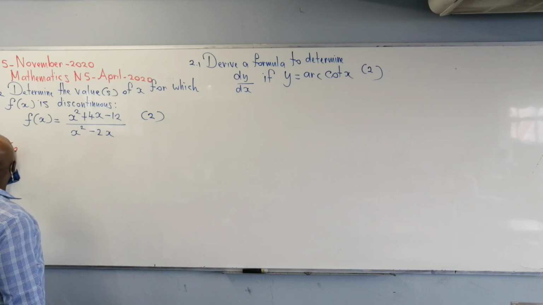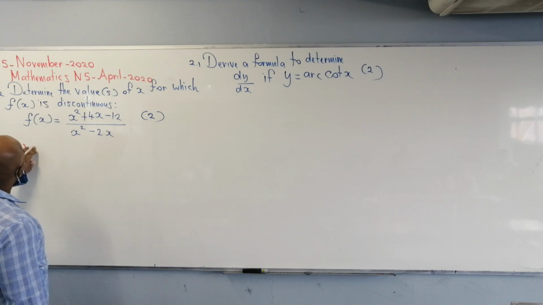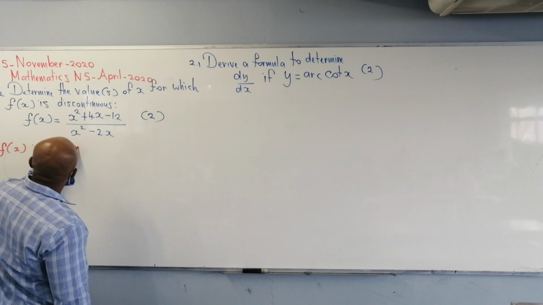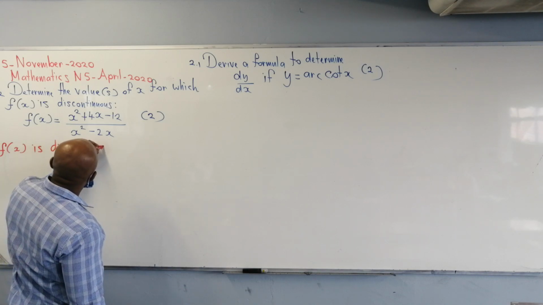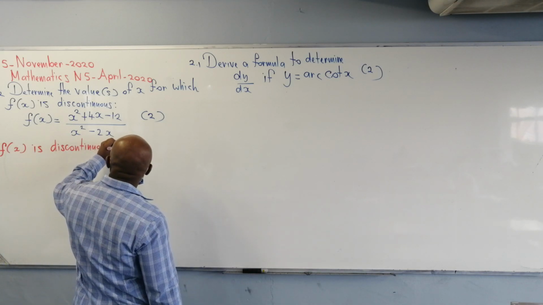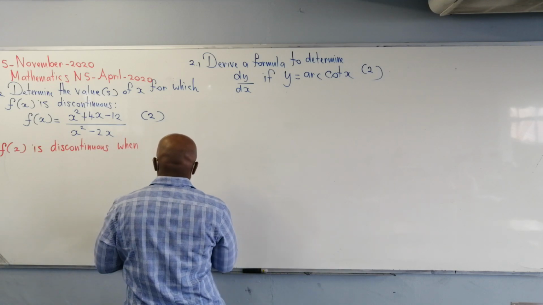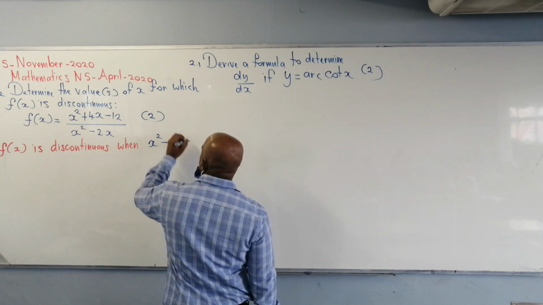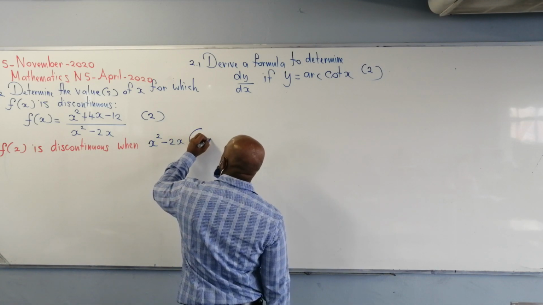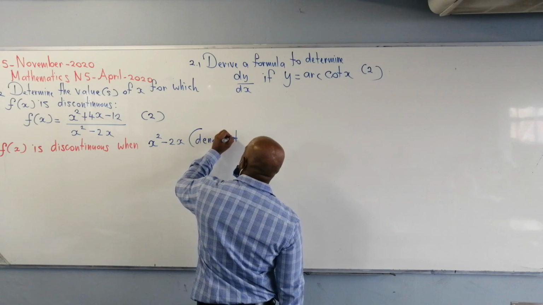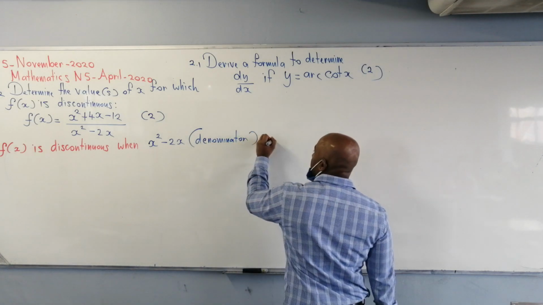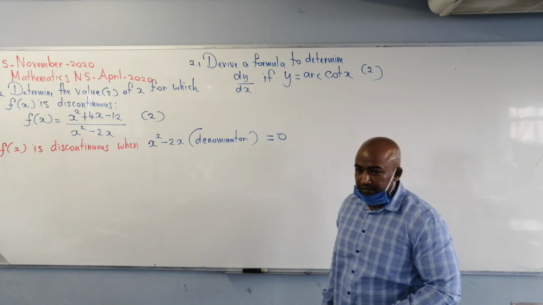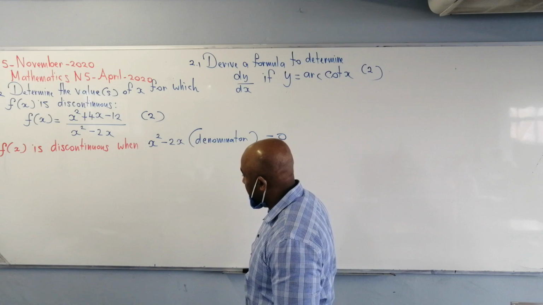So we know that f of x is discontinuous when x squared minus 2x, which is the denominator, is equal to 0. Okay, that's the time it will be discontinuous.